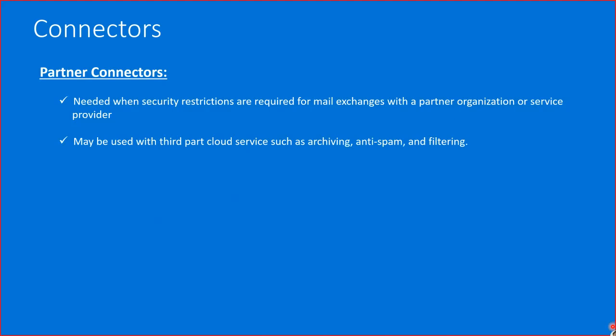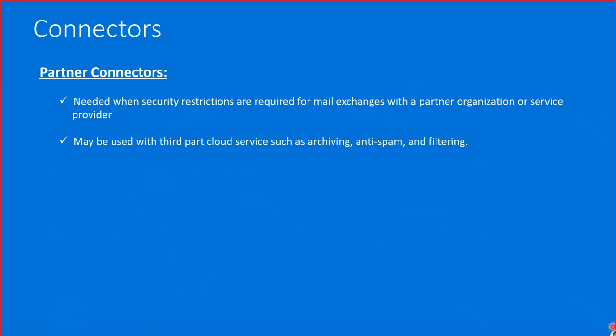We also have the partner connector types. Partner connector is a connector that is used to have a special configuration when probably communicating with a specific partner. So as an Office 365 tenant, you may have a business requirement with an external organization, but the requirement is to make sure that the mail flow happens only with a specific IP address, or it happens using force TLS.